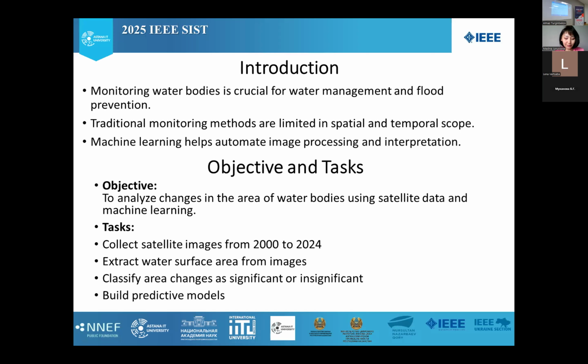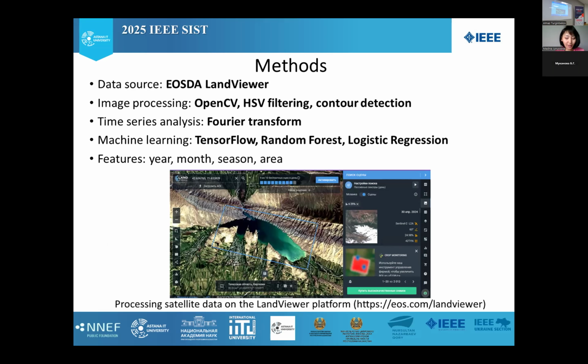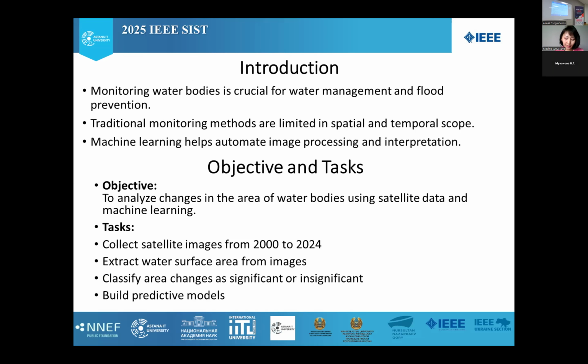Special attention should be paid to reservoirs, which can be artificial or natural. These objects play a key role in regulating the hydrological regime of a region, providing water resources for population and industry, and preventing floods. This slide shows the goal and the key objective we aimed to achieve.